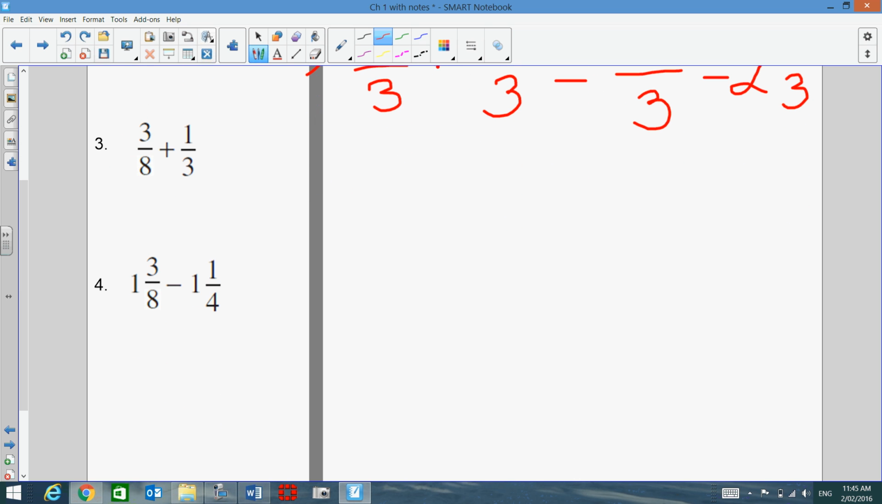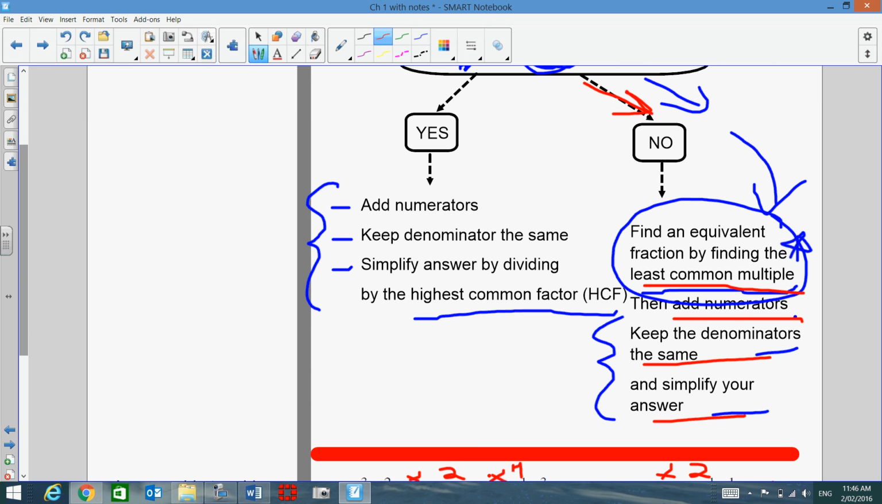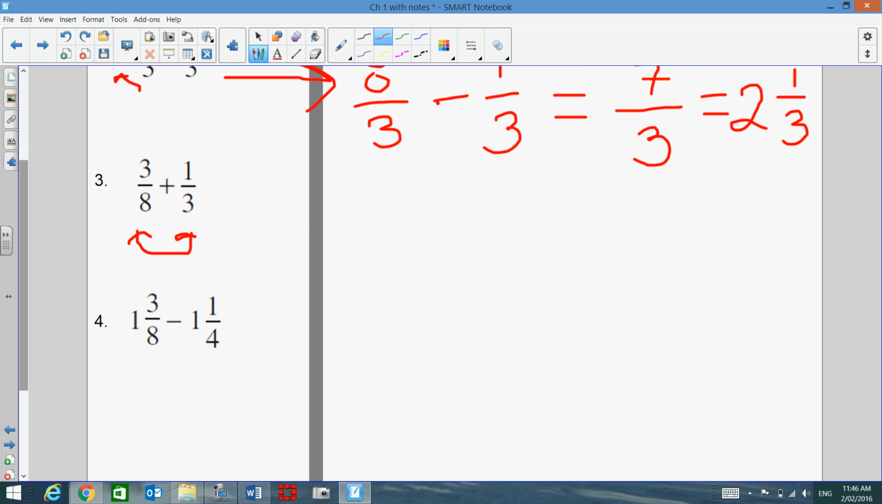For these last two, notice our denominators are not the same, so I am going to have to follow the right-hand side of this flow chart. So I need to find an equivalent fraction to make my denominators the same. In this case, 8 does not go into 3, and 3 does not go into 8. So I need a different number that both 8 and 3 go into. The easiest way to find my LCM, my least common multiple, is actually just to multiply your denominators. So 8 times 3 is 24.